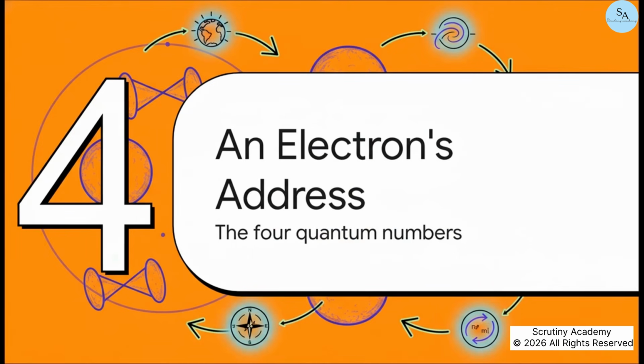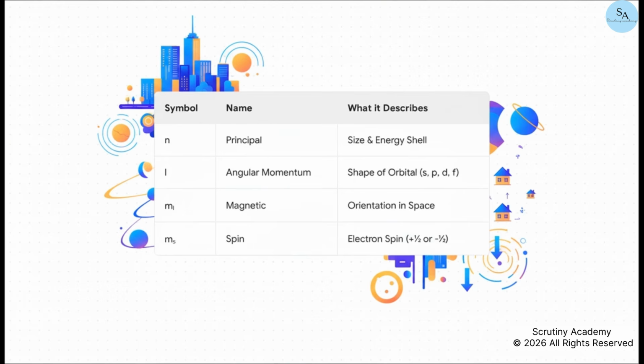Okay, so if electrons are just buzzing around in these fuzzy clouds, how on earth do we pinpoint one? Well, we can't know exactly where it is, but we can give it an address. And this address is made up of 4 special codes, which we call quantum numbers. Let's break down that address. First, you have n, the principal quantum number. Think of that as the state, or a big city. It tells you the main energy level, or shell.